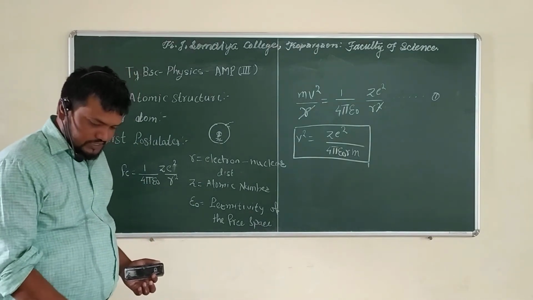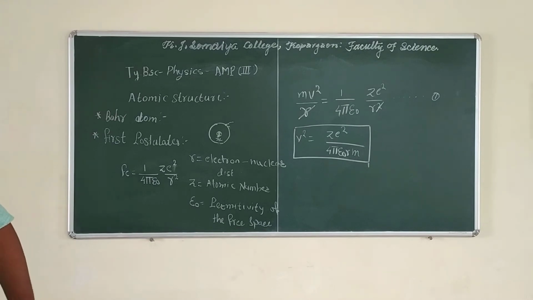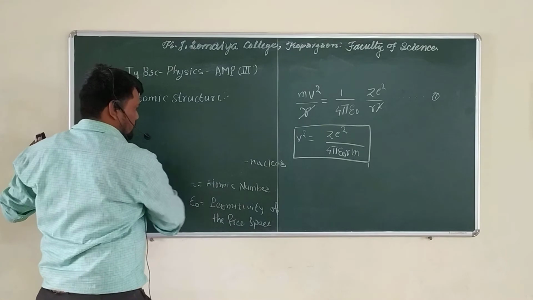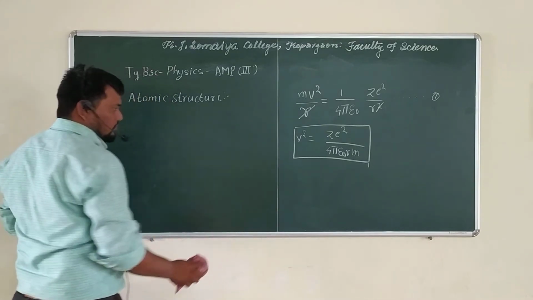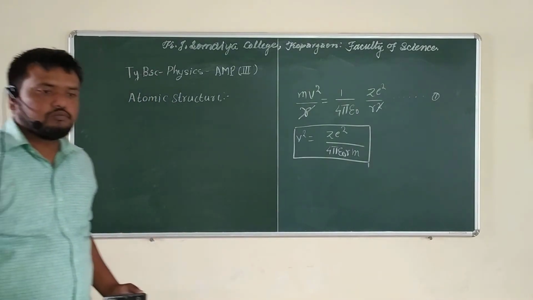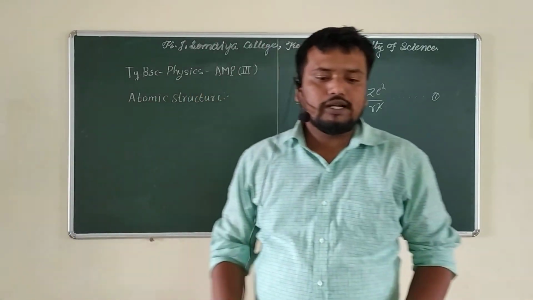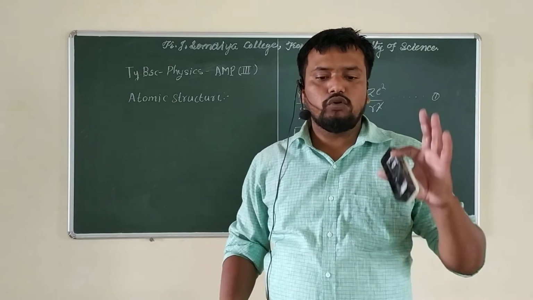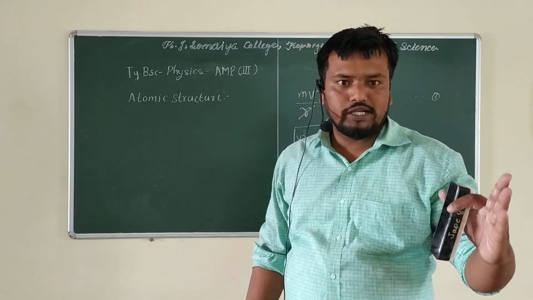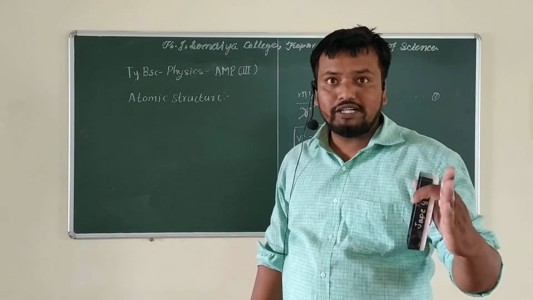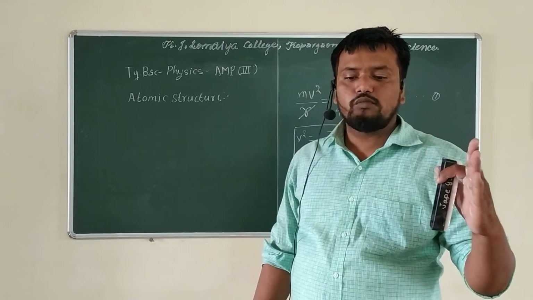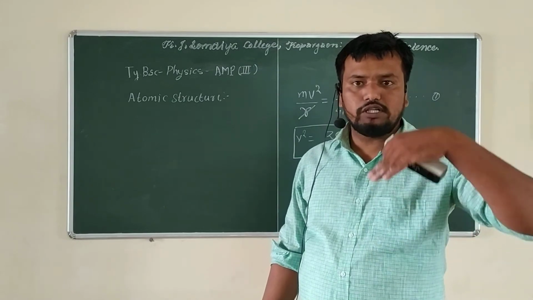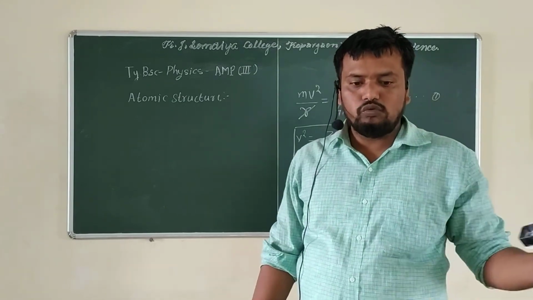Now let us see the second assumption of the Bohr model. The Bohr model assumption for the hydrogen atom may be stated as: only those circular orbits for electrons are permitted for which angular momentum L bar is equal to an integral multiple of h upon 2 pi.